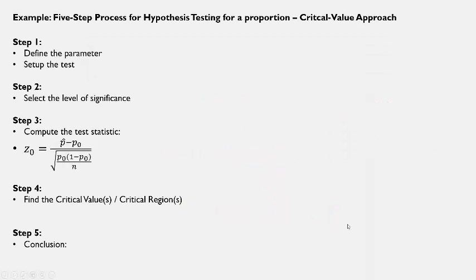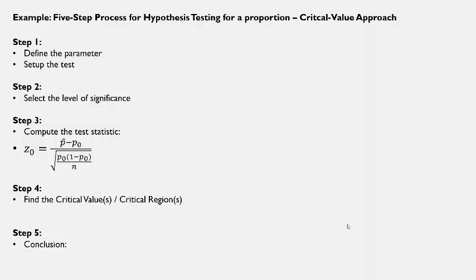Okay, so here's the 5-step process, and I'm just going to do a high-level introduction here, and then I'm going to break down each step in the coming slides. So step 1, you're going to define the parameter. You're going to set up the test. So remember, in hypothesis testing, we have 3 tests: two-tailed, right-tailed, left-tailed test. Step 2, you're going to select the level of significance. That's alpha.